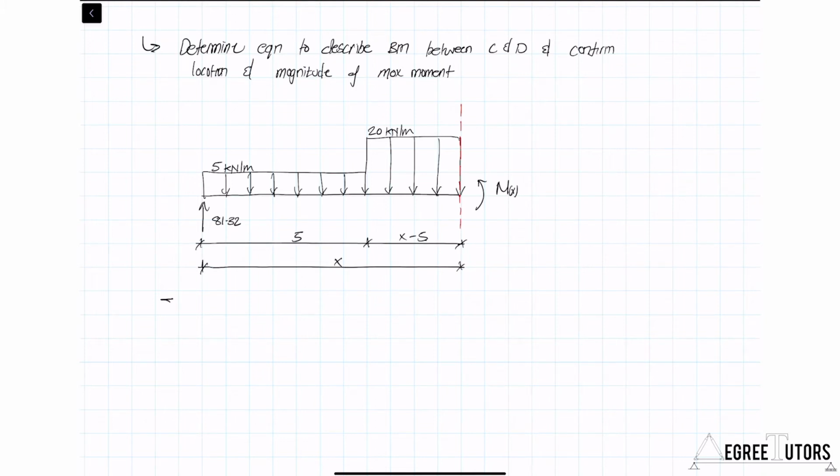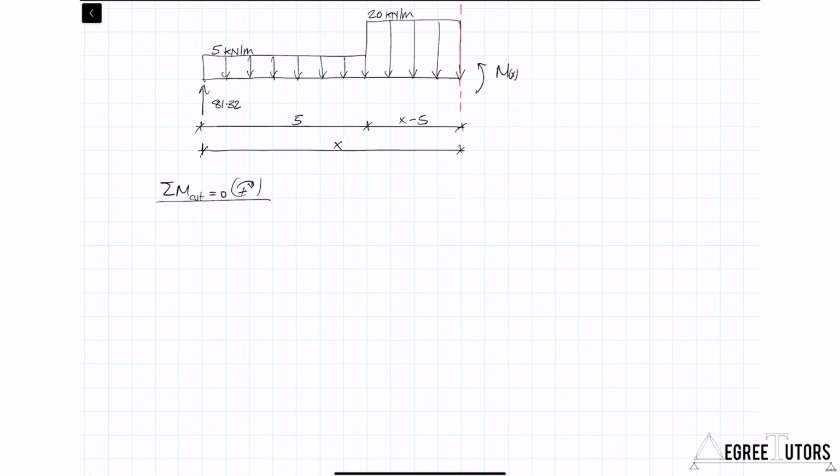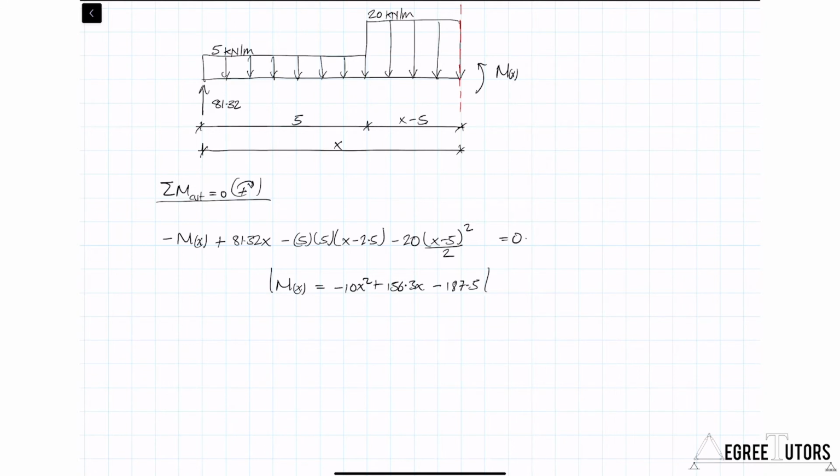Okay, let's take the sum of the moments about the cut. Alright, and simplifying all that down, we get our polynomial to describe the moment, the internal moment, in that region, and it's equal to minus 10x squared plus 156.3x minus 187.5. Okay, so that's the equation we were looking for that describes that bending moment in that region. So it describes the curve of our bending moment diagram in the region.